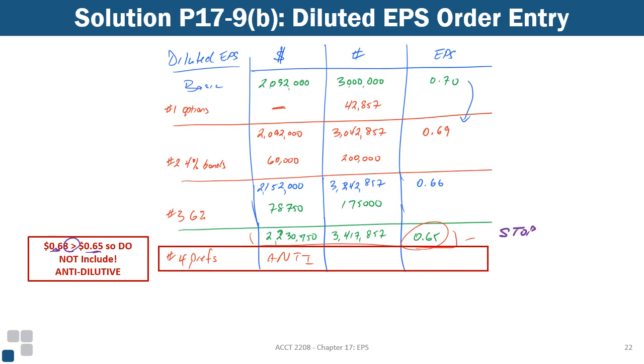And look at this. As we go down from the basic EPS, the first level, it drops from 70 to 69. Then from 69 to 66 and 66 to 65. You see how the diluted EPS continues to become smaller and smaller. If you ever see the subtotal go up, it means you've made a mistake or you've included an anti-dilutive item, because if we include the preferred shares, the EPS will go above 65 cents. And we can't have that. Diluted EPS is the absolute worst case scenario. So the subtotal needs to keep falling after every item.